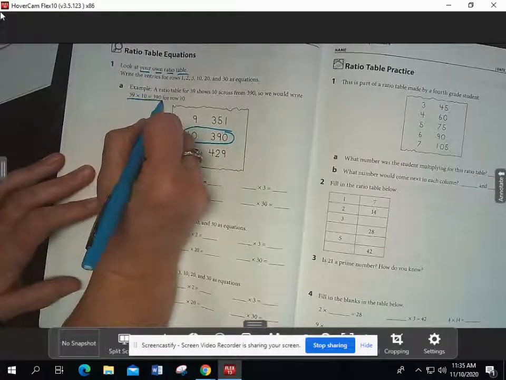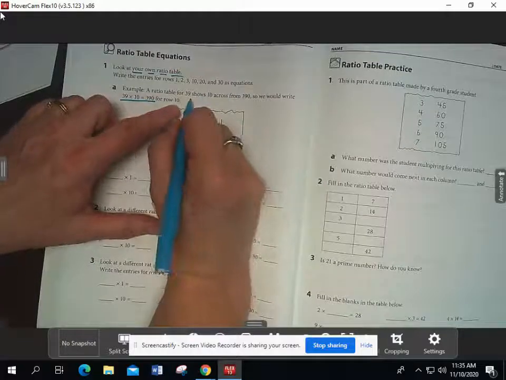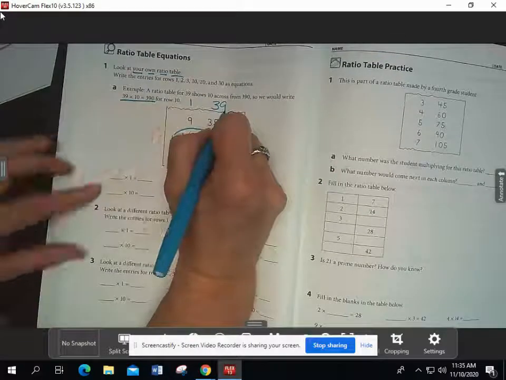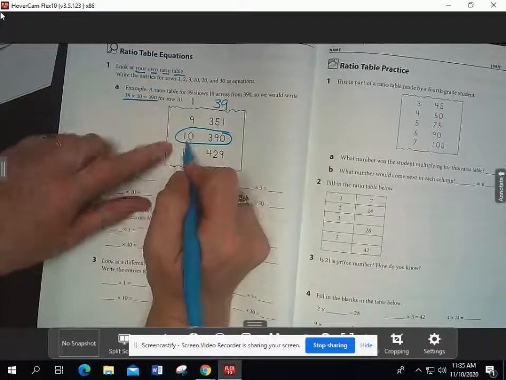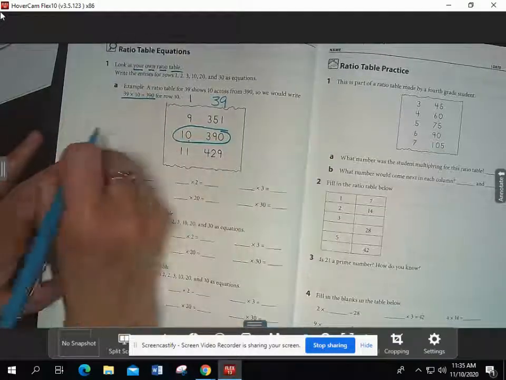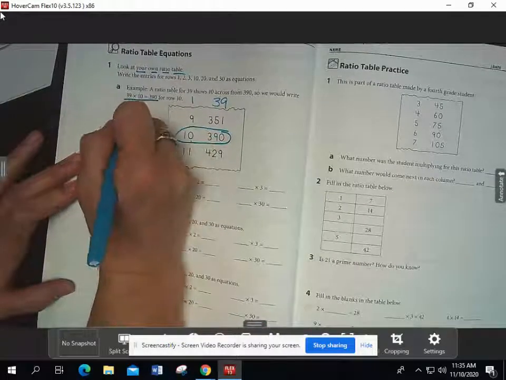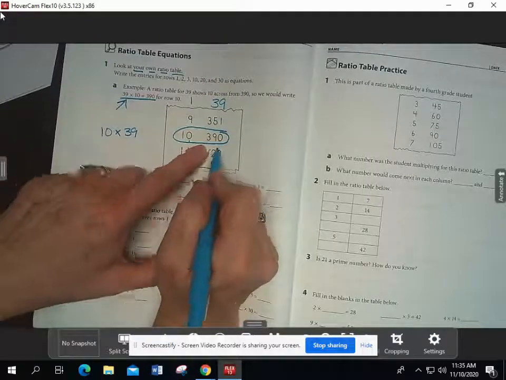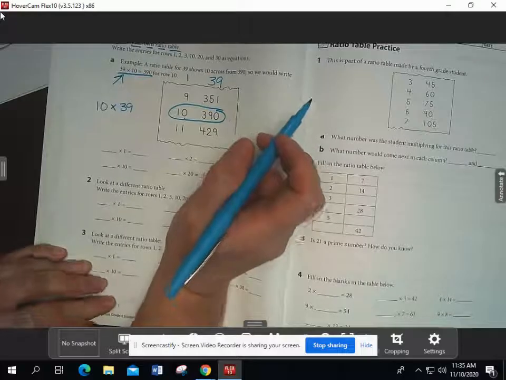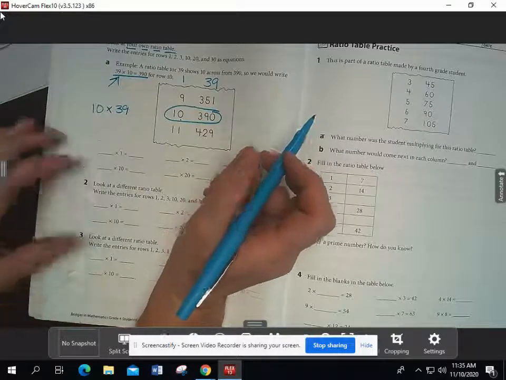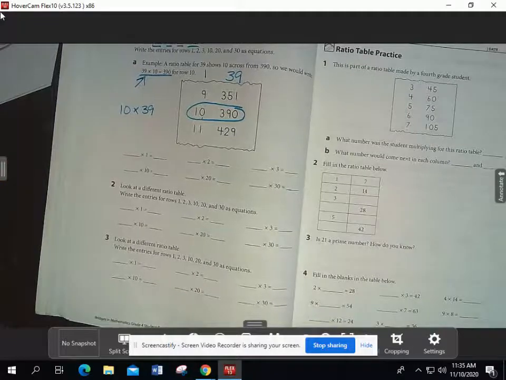Okay, so look what they say we can do. They say that since this is the ratio table of one group of 39, did you see how I wrote that at top? That if I need to figure out how much 10 groups are, I can do 10 groups of 39. See right here? And 10 groups of 39 is 390. Well, that's pretty interesting.